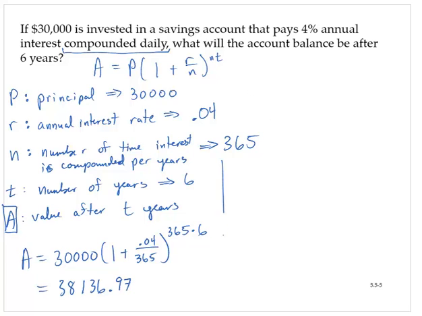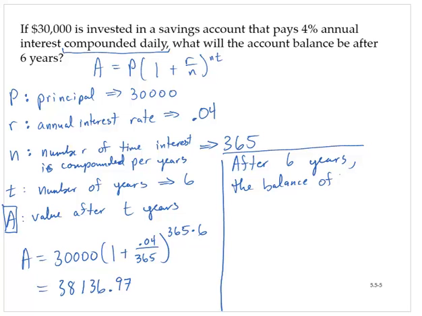So, conclusion. After 6 years, the balance of the account will be $38,136.97.